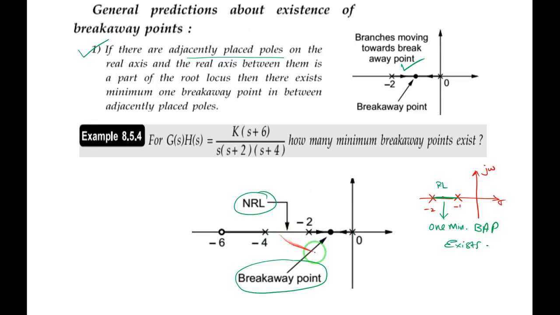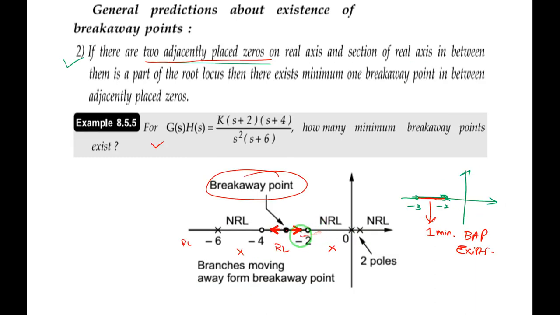In the previous case you can observe, this is the breakaway point. So always the branches will start from the poles. From this pole it is coming to this breakaway point. From this pole it is coming to this breakaway point. Always the branches will leave the poles and come towards the zeros. You can observe here, from this point it is going towards the zero. You can observe the arrow mark also here. Is it fine? Branches will always start from open loop poles and they will terminate on the available zeros. Please keep this in mind.